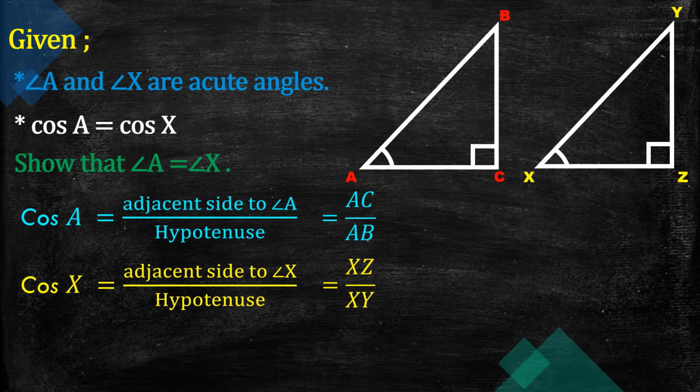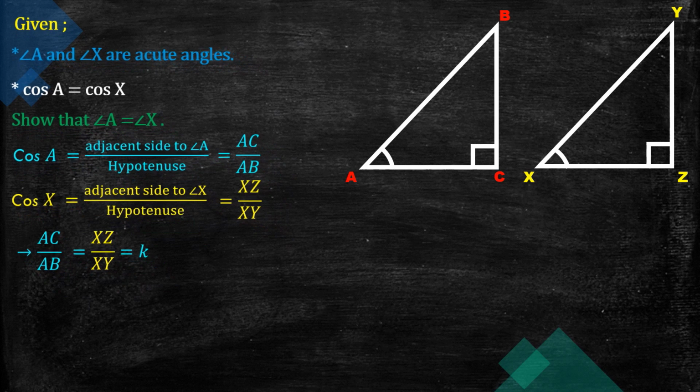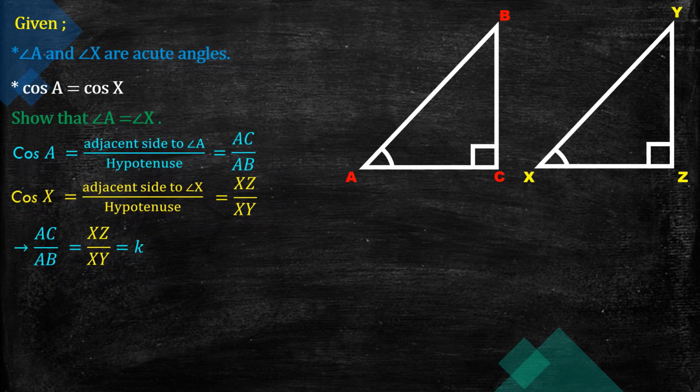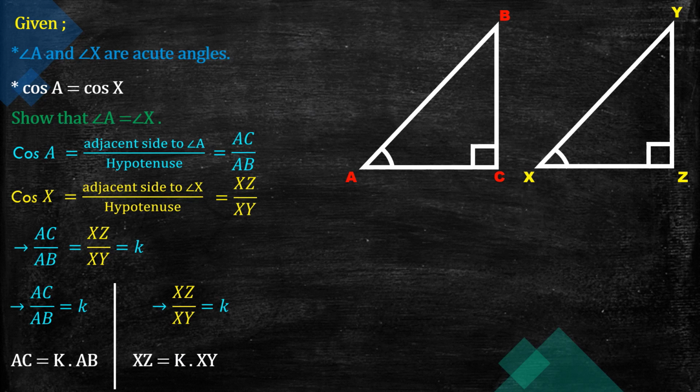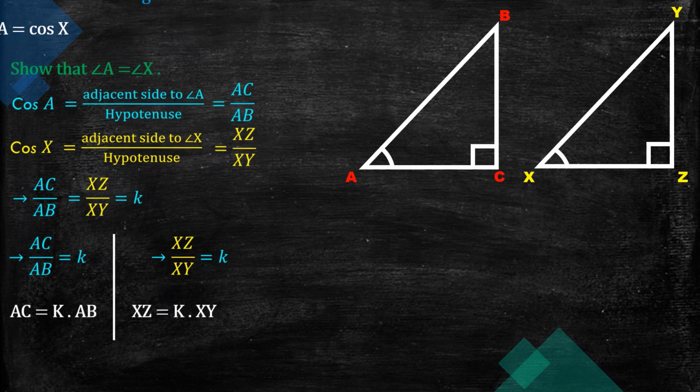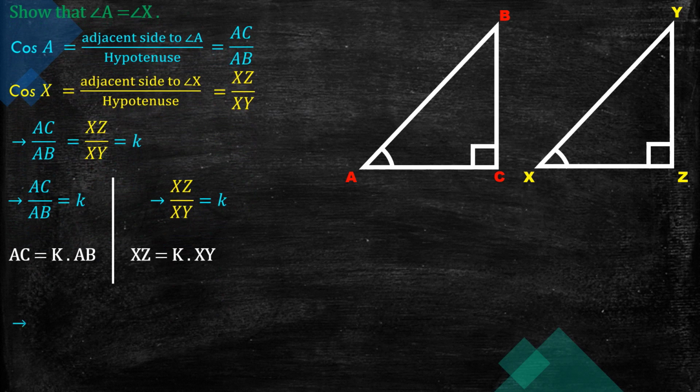Then AC by AB equals XZ by XY, from the given. Let AC by AB equal XZ by XY equal K. That implies AC is equal to K times AB and XZ equals K times XY. And AC by XZ equals AB by XY, which gives us equation number 1.